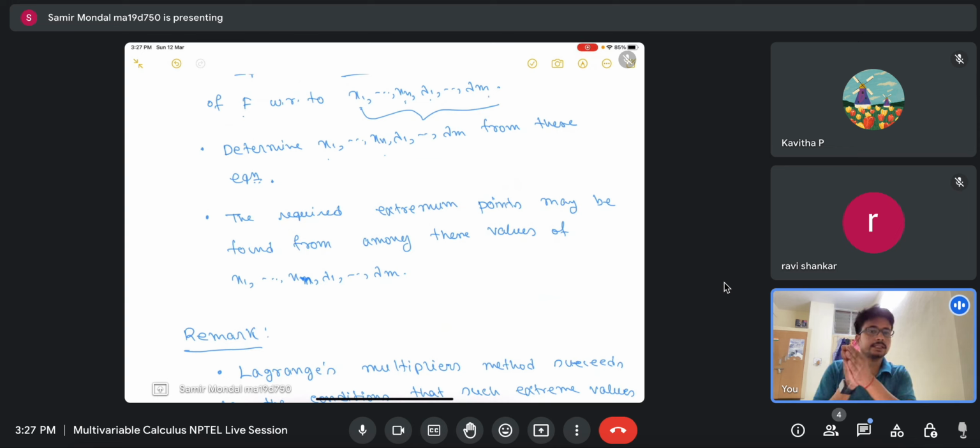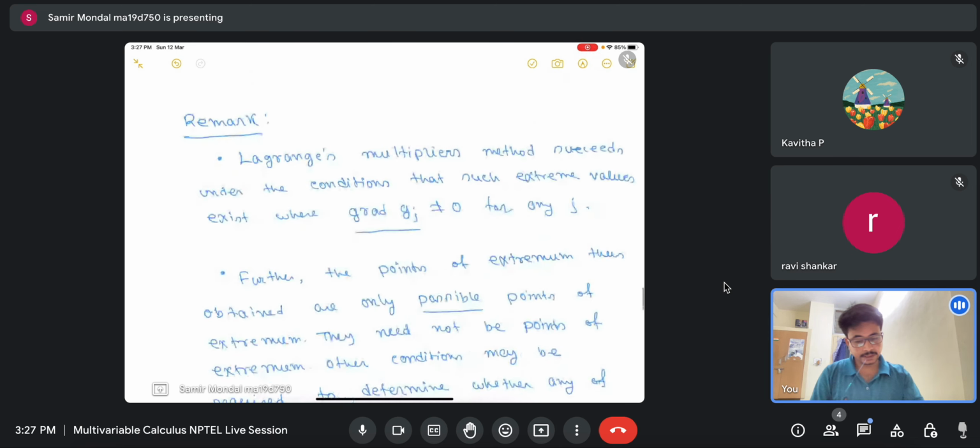So you have to find the extrema of a function under some condition. If those condition functions satisfy something, at that time we look for the extrema of the given function. What is the restriction? Your Lagrange multiplier method succeeds under the condition that such an extremum value exists where the gradient of those functions is non-zero. This is one restriction of the Lagrange multiplier method.